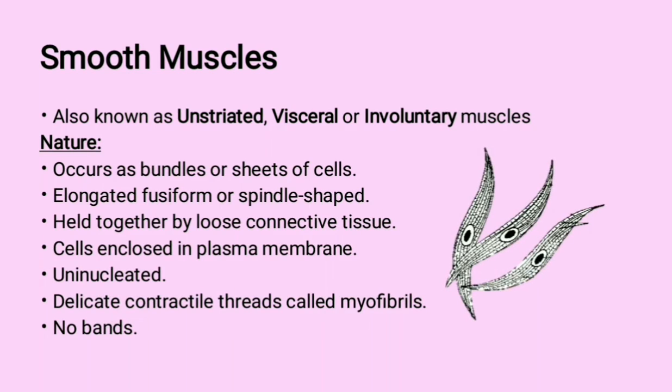Smooth muscles occur as bundles or sheets of elongated fusiform or spindle shaped cells. Spindle shaped or fusiform means they are pointed at both the ends. So these are made up of spindle shaped cells or fibers. These are held together by loose connective tissues. Each muscle cell is enclosed in a plasma membrane. It means the plasma membrane is present in these cells.